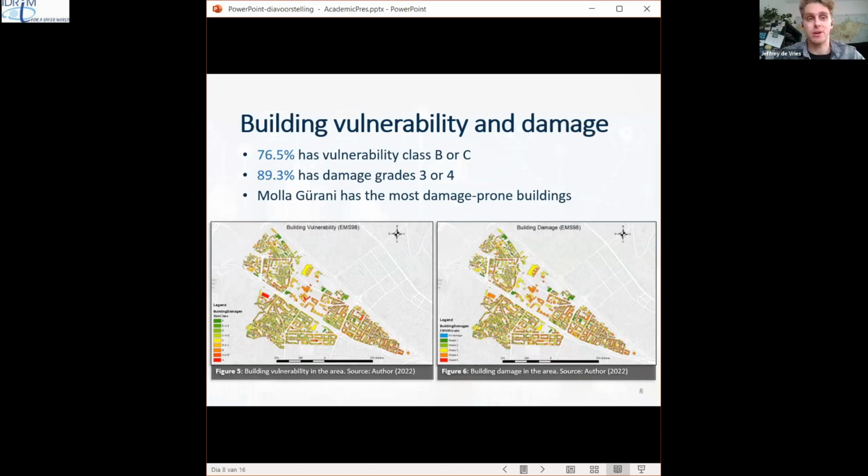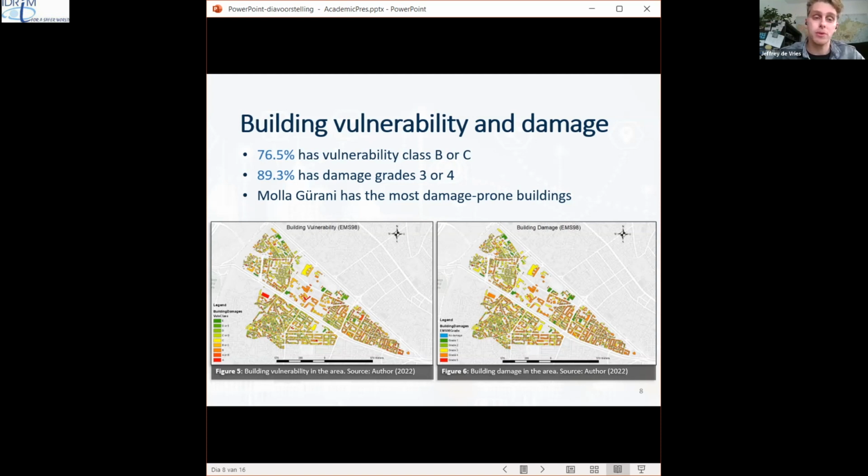This study found that around 75% of the buildings in the area have vulnerability class B or C, which are 2 of the lower, more vulnerable building classes. Which actually makes a lot of sense because the area that I have consists of a lot of low quality buildings. As a result, this study determined that almost 90% of the buildings will receive damage grade 3 or 4 during the applied earthquake event. This means substantial to heavy or very heavy damage.